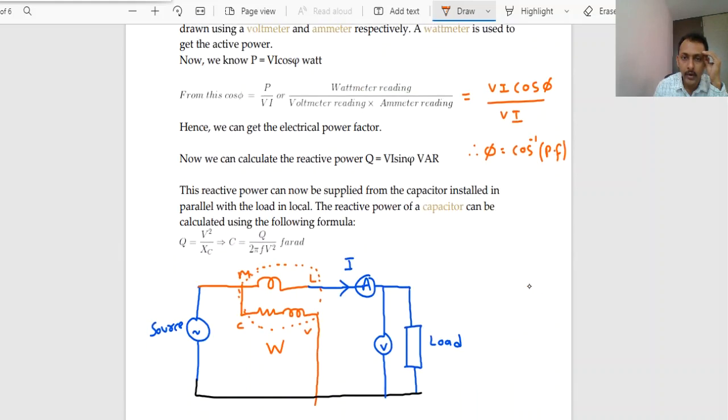So, for example, if you want to calculate the power factor, what we can do is, if this is the given source and this is the load, and you are given a wattmeter, it will have four terminals.